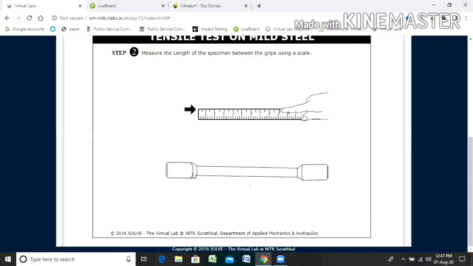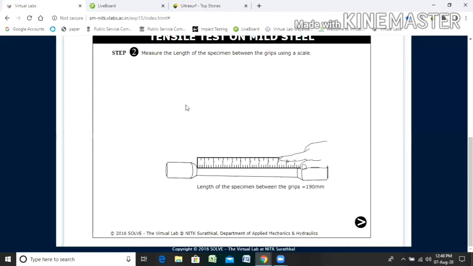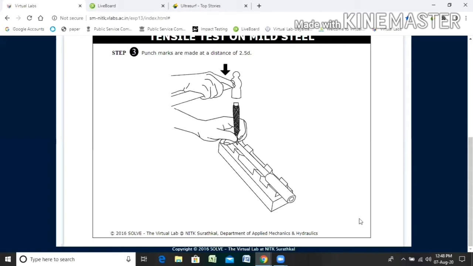Now we have to measure the length of the shrinkage portion. You have to measure the length of the specimen between the grips using a steel rule. It will be 190 mm. As per the measurement, it is 190 mm. The specimen in our college will be around 200 mm. In this test we will have 190 mm of length, and then we have to punch some marks over that length.